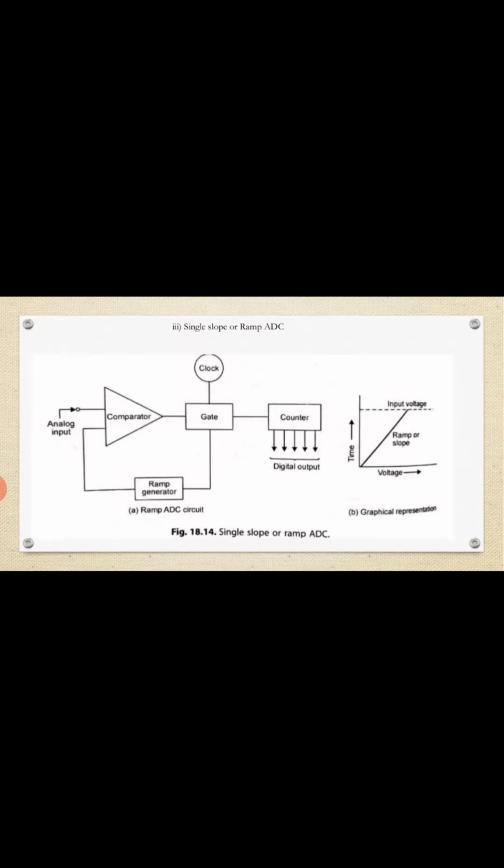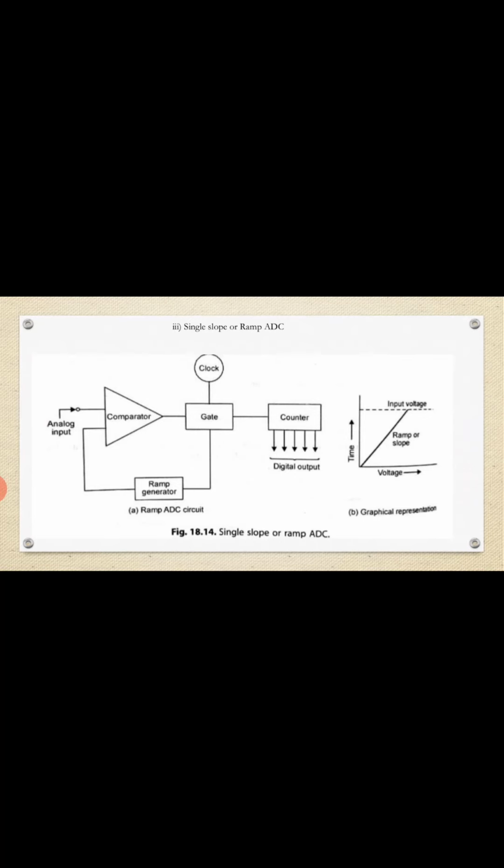Okay, so the next one, the third one, is the single slope or ramp ADC. This is the block diagram. Here the comparator, gate and counter are used, and the generated ramp will be compared in the comparator with the analog input.